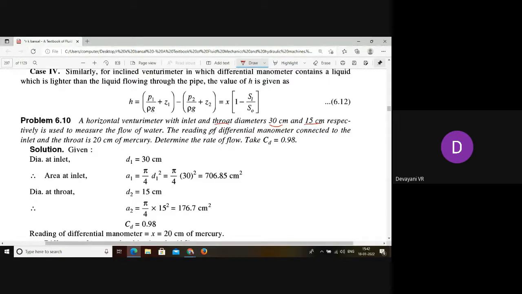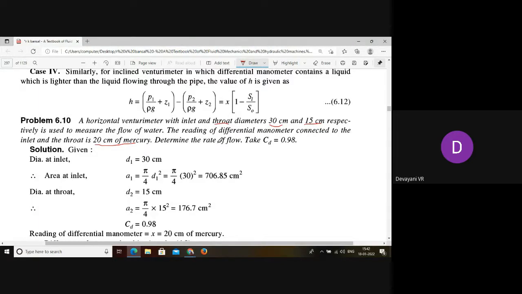And next, what is the given? The reading of differential manometer connected to the inlet and at the throat is given as 20 centimeters of mercury. So the differential manometer reading is the manometer difference, with the value of x. X is nothing but h1 minus h2. So x equal to 20 centimeters of mercury. So using these values, what should we calculate?